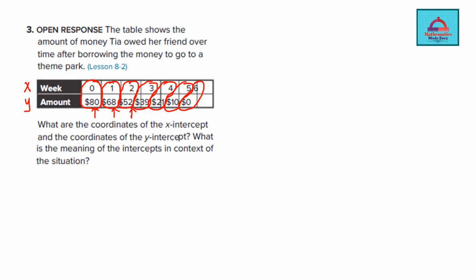Now, looking at this table of values, which represent x and y, the week and the amount respectively, you have to find the coordinates of the x-intercept and the coordinates of the y-intercept. That's the first part. So let's do it one by one. X-intercept, as you all know, how do you find it? You put the other variable 0, so y equal to 0. So let's come to the amount. When is the amount 0? The amount is $0 in week 6. So therefore the x-intercept will be 6. That's how you find it.